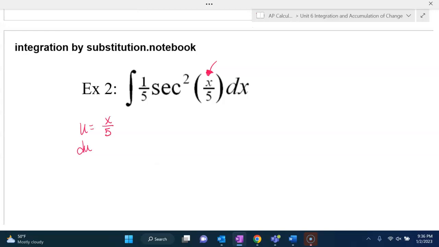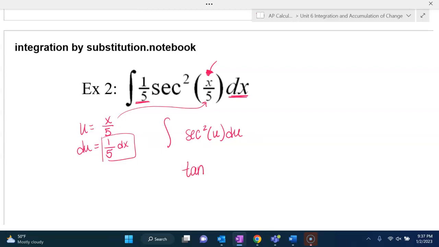So then my du is simply 1/5 dx. Remember, I multiply that dx over. So you can see this substitutes perfectly right here. So I have secant squared of u. And this substitutes perfectly for the 1/5 dx. So that's just du. Do we know something that derives to secant squared? Yes, we do. Tan. So this is tan of u plus c. Just don't forget to put your u back in, and you're done. Once again, do a quick little check. If I derive this, I get secant squared of x over 5 times 1 over 5, which is what we started with.